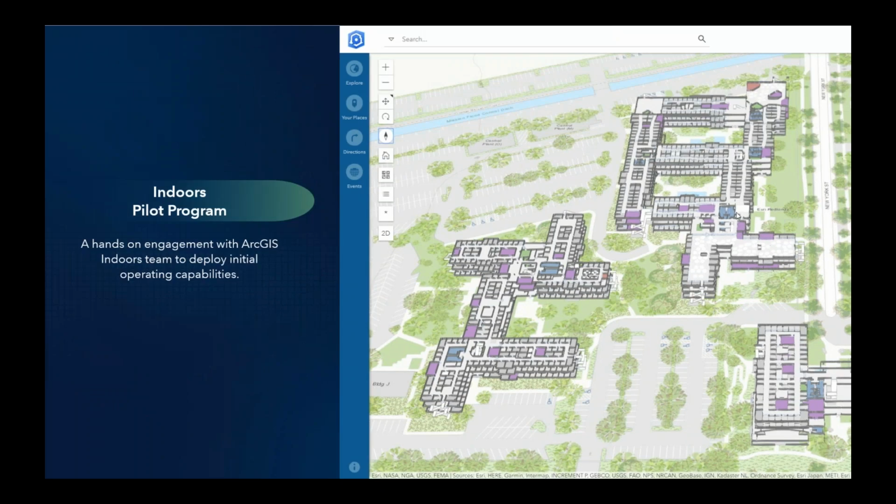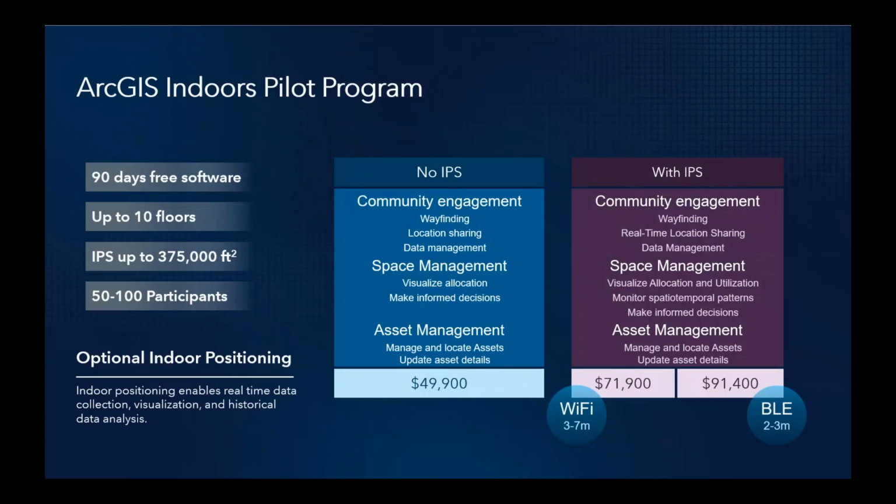So the indoors pilot program is a hands-on engagement with our team to deploy initial operating capabilities for your organization. There are three flavors of the pilot: one without indoor positioning, one with Wi-Fi based positioning, and one with beacon based positioning. We would process up to 10 floor plans in any of the options and conduct an IPS survey for up to nearly 400,000 square feet. And that's the data that we'd bring in. That's the area of the positioning that we'd set up.